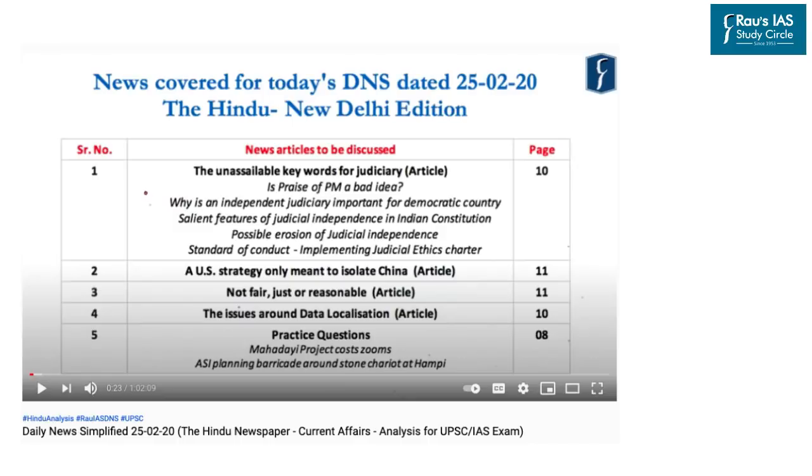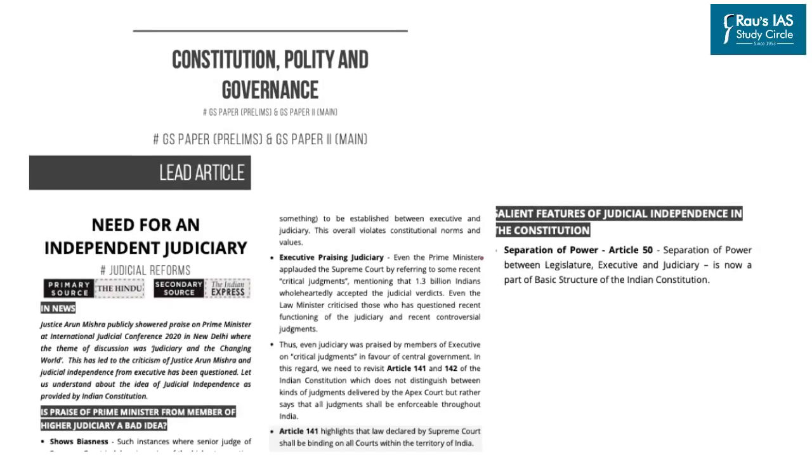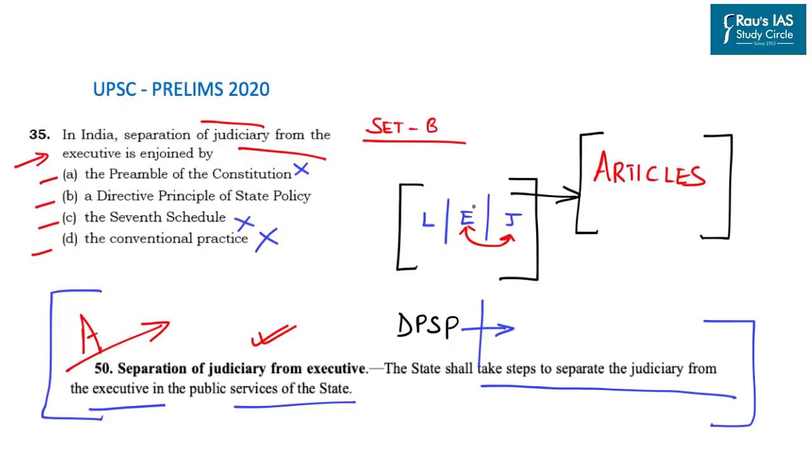It mentions why an independent judiciary is important for a democratic country, salient features of judicial independence in the Indian Constitution, possible erosion of judicial independence, and standard of conduct, including implementing judicial ethics charter. So we see that the aspect of judicial independence was discussed threadbare. And since such an important topic was covered in DNS, it was also covered in the Focus magazine of March 2020 edition. So in this particular question, you need to know about separation of judiciary from the executive and also the fact that it has been provided in Article 50 of the Indian Constitution, which forms part of DPSP.